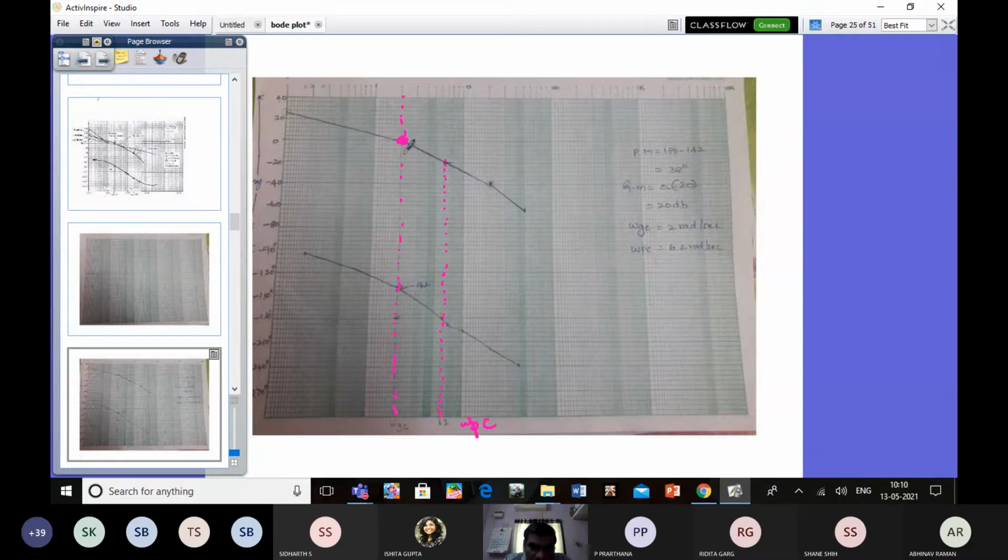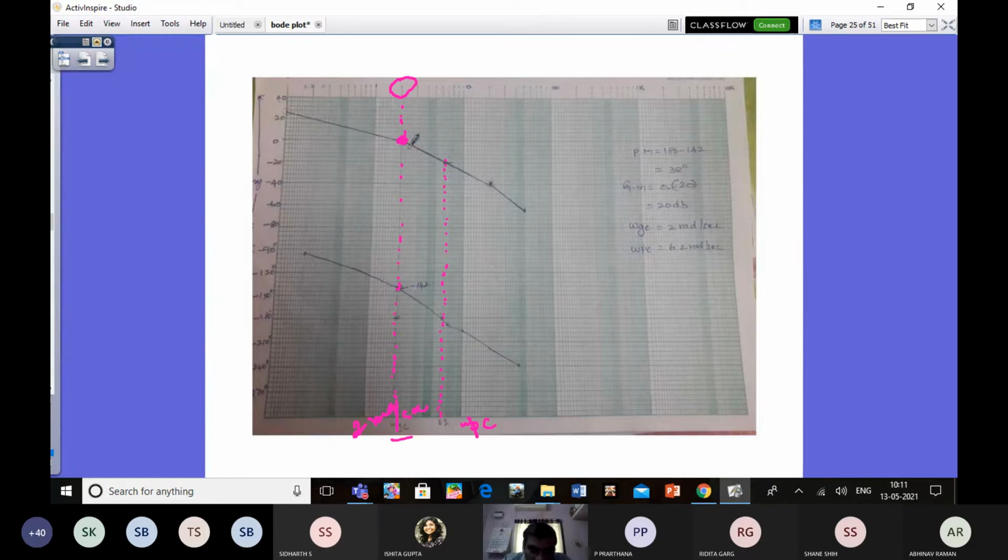So the intersection point of 0 dB in the magnitude plot, that frequency is called omega GC. Omega GC is 2 radians per second. Omega PC is 6.2 radians per second. I have written approximate values. You can check in your plot what you are getting.